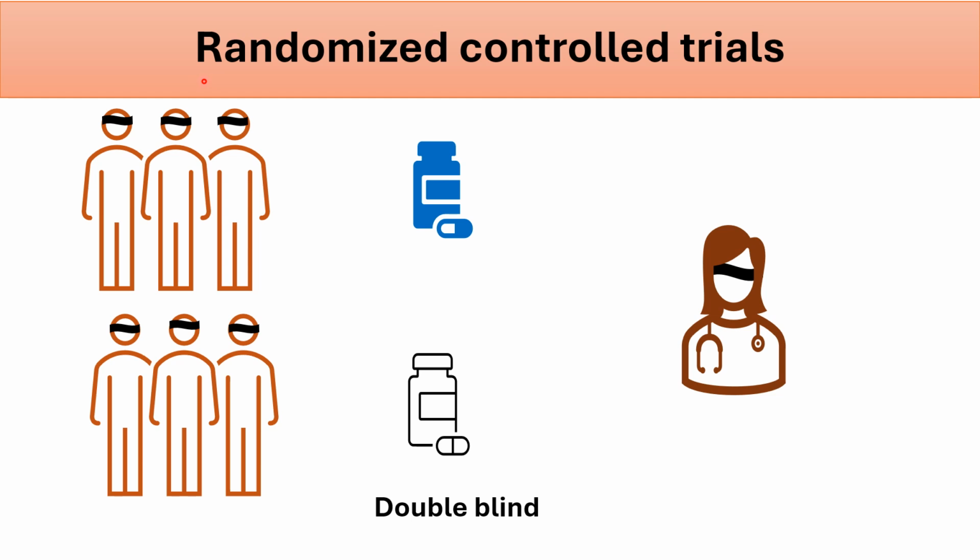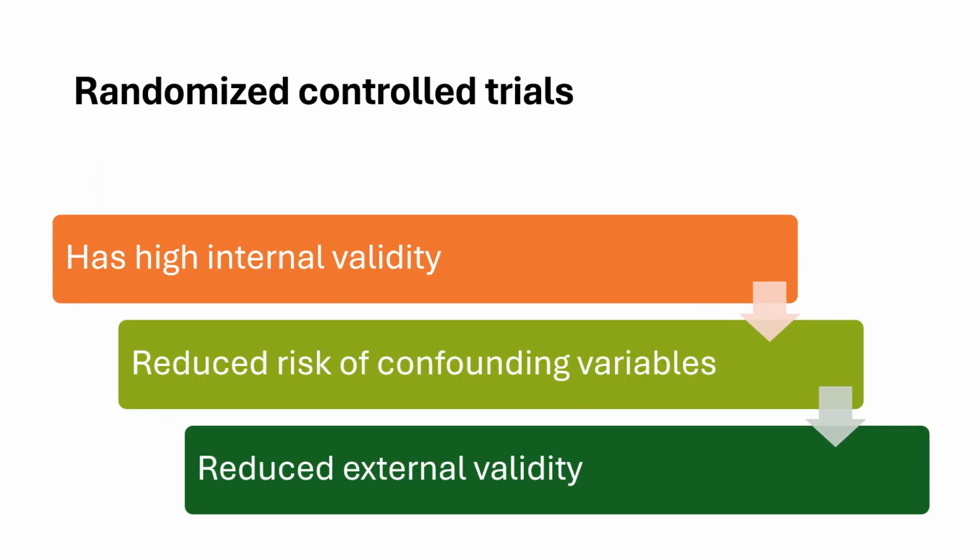Again, to emphasize, in randomized controlled trials, the best to be double blind. It means neither the subjects nor the researchers know which one is using the active drug and which one is using the placebo. Randomized controlled trials has high internal validity, means high confidence in the results, that the results are valid and not influenced or changed by other factors. Also reduced risk of confounding variables, and this is very important.